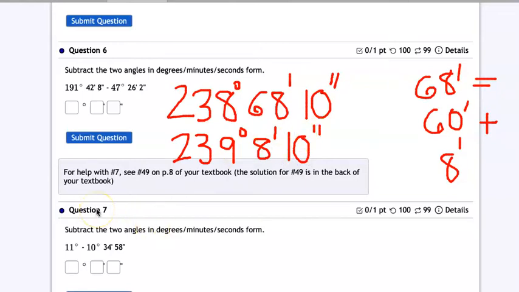Question 7 is harder because you have to do subtraction, and subtraction requires you to carry. There is a problem like this in your textbook, so I'm going to have you look at your textbook for this one. For help with number 7, see number 49 on page 8 of your textbook. One thing I want you to learn is that when a textbook number is highlighted in green, that means the solution is in the back of the textbook. So I want you to read through the solution to number 49, and based off that solution, apply that same procedure to question number 7.